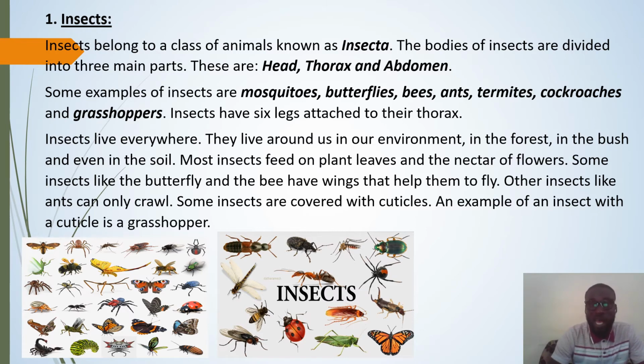Some insects are covered with cuticles. An example of an insect with a cuticle is a grasshopper. So a grasshopper is an insect which has a cuticle. Good. Looking at the picture beneath, you can see several types of insects: the ladybird, the butterfly, the cockroach, the ant, the dragonfly, and so many others.